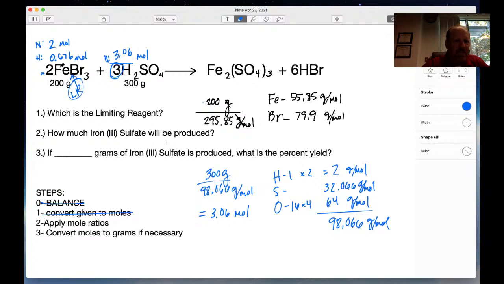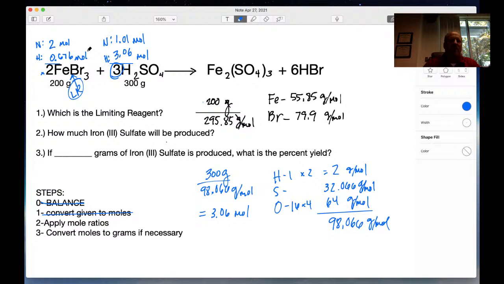Now, if you'd done this the other way, you could have said 0.6676 divided by 2, which is 0.3338, times 3, is about 1.01 moles. You need 1, have 3, so you have way more than you need. Still, this one is the limiter, so it doesn't really matter which one you start with. You just got to know which one is going to be limiting.